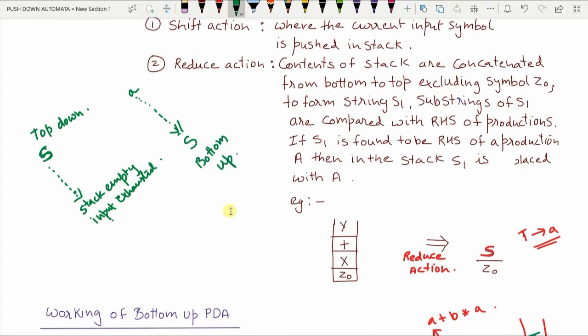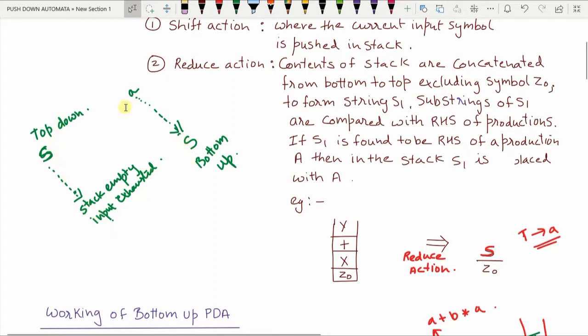The difference between top down and bottom up. Top down, you start with the start symbol and reach out to the bottommost level, that's a string. And if the stack is empty and the input is exhausted, that means the string is accepted by the PDA in top down approach.